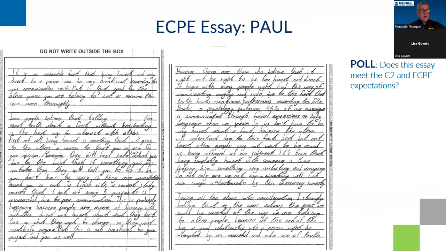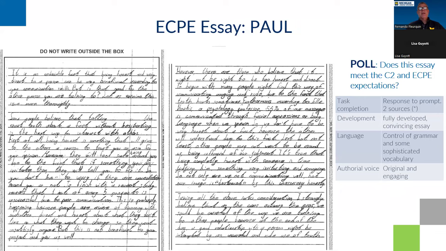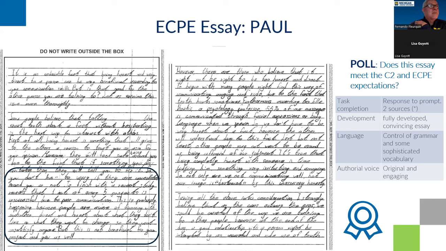Next example, this was from Paul. Does it meet the expectations for C2 and ECPE? It responds to the specific topic mentioned in the prompt. There are two sources that are used throughout. You can find them there, and they're well used. Here: "To finish, a recent study reveals that 1 out of every 5 projects is unsuccessful due to poor communication." So he paraphrases and explains why this is relevant to the main argument that he's trying to make. So that's an example of one of those sources that is well integrated.